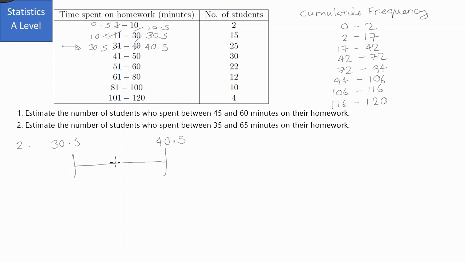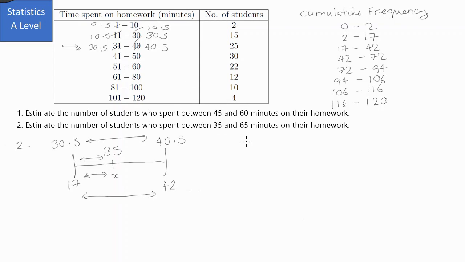We're looking for the ones that are above 35, so it's going to be roughly about there. And then we need the lower cumulative bound, so we go along, and it's 17. And the upper cumulative bound is 42. And this is x. So again, small line divided by big line is equal to small line divided by big line. So let's work that out.